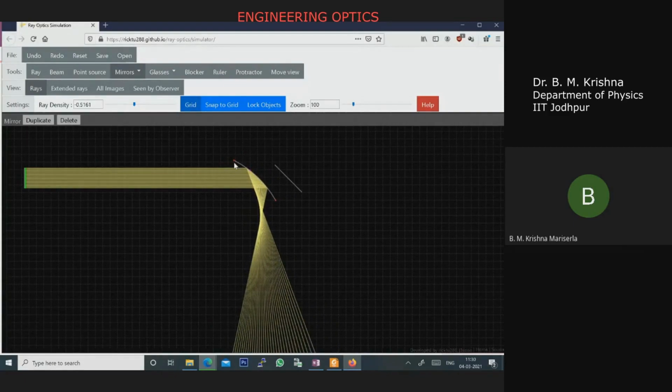So this kind of mirror will give you access to where exactly the focus is. Not only lenses, you can also use curved mirrors for focusing. Now there are certain advantages and certain disadvantages.